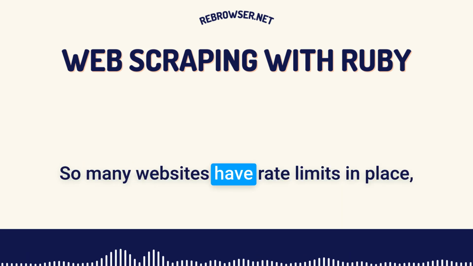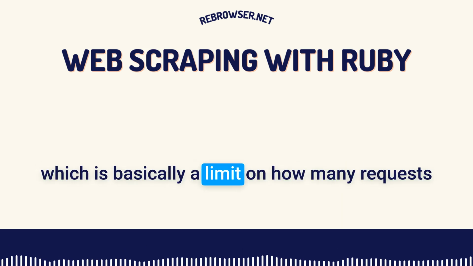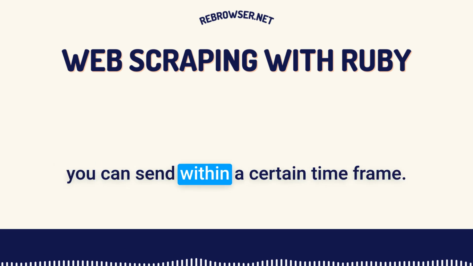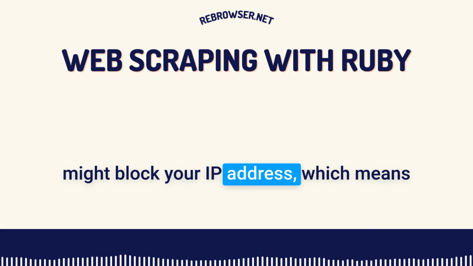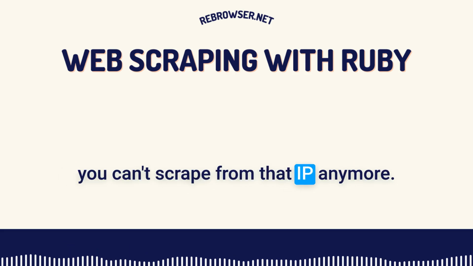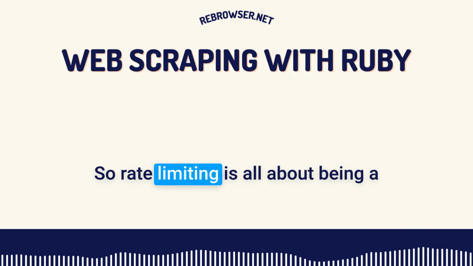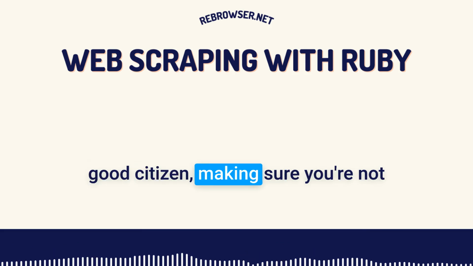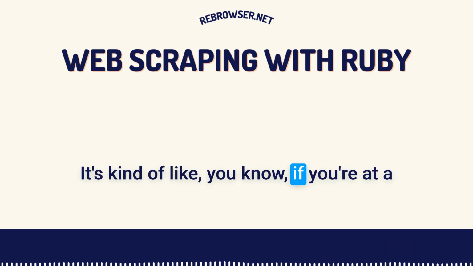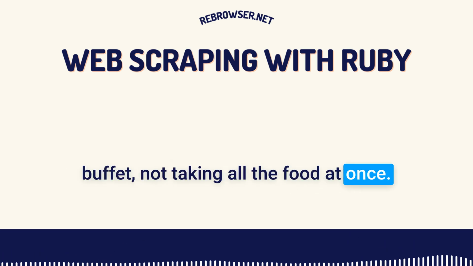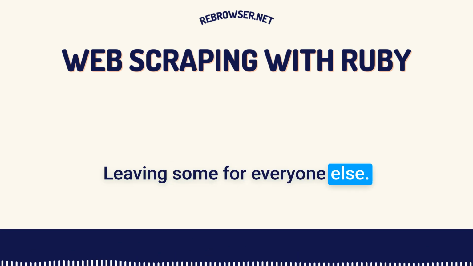So many websites have rate limits in place, which is basically a limit on how many requests you can send within a certain time frame. And if you exceed those limits, well, they might block your IP address, which means you can't scrape from that IP anymore. So rate limiting is all about being a good citizen, making sure you're not overwhelming the website with requests. It's kind of like, if you're at a buffet, not taking all the food at once. Exactly, leaving some for everyone else.